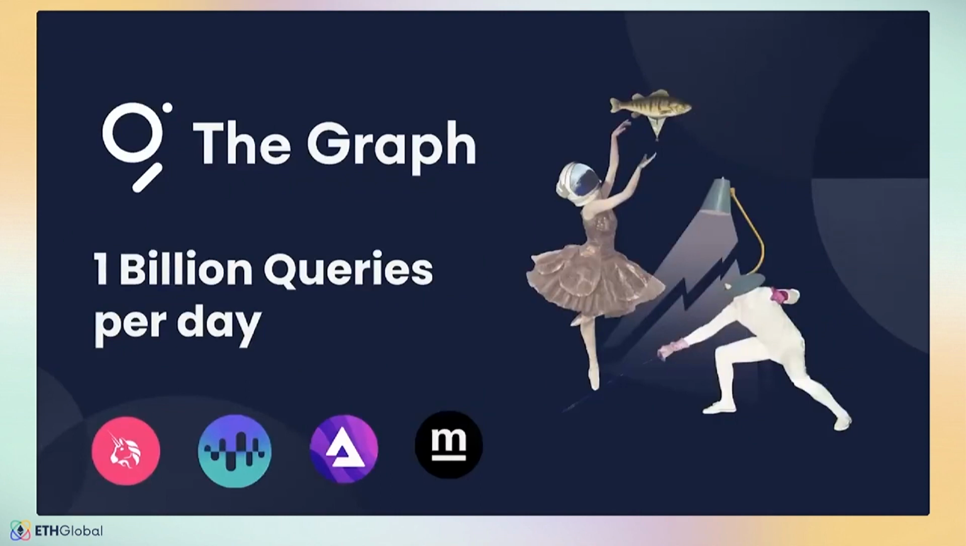On those services, we currently see 1 billion queries per day, or even a little bit more, depends. So it is really powering a lot of the dApps that we see currently. Uniswap is the most famous example that uses this, but we have also others like Enzyme or Audius or mStable. There are a bunch of them.